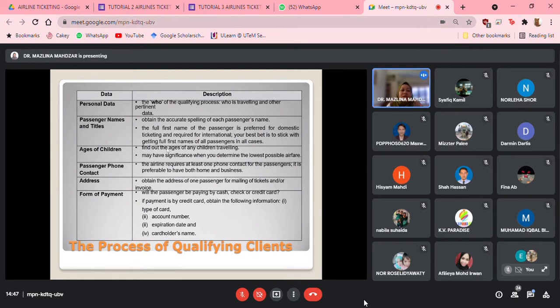Data, personal data. What is personal data? It is the who of the qualifying process, which is referring to who is travelling and other pertinent data. Who? Pertinent data means, like I said, who called you, that travel agent or airline that asked you to make the booking.